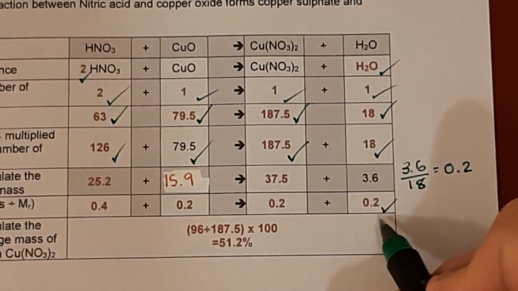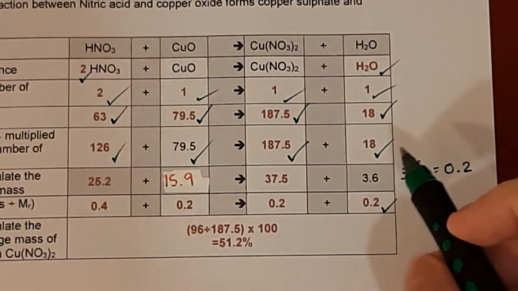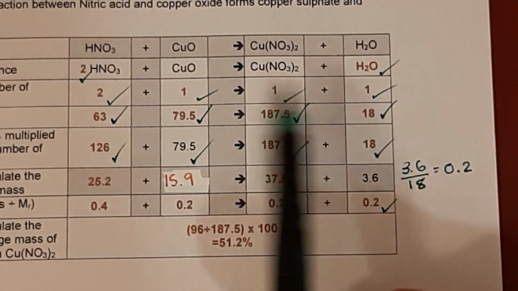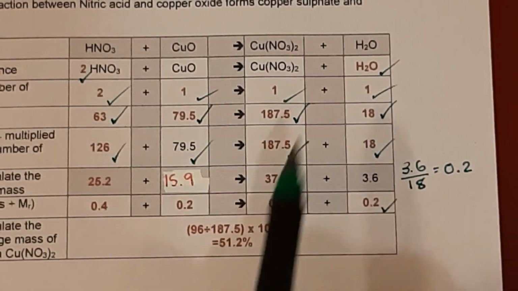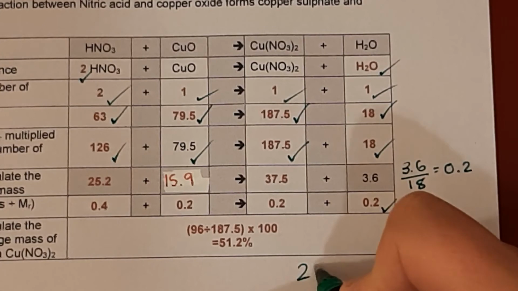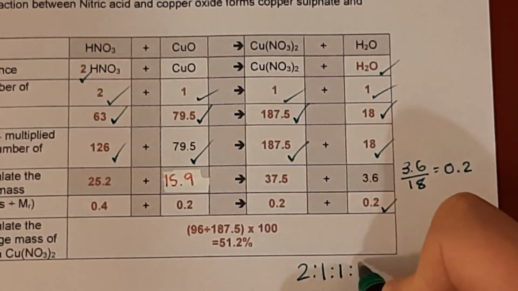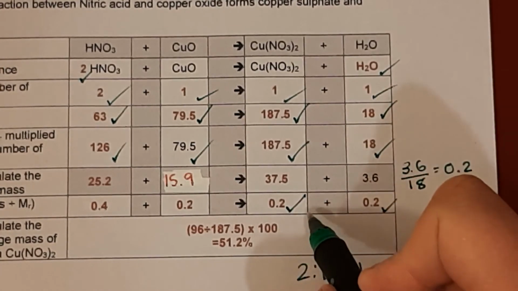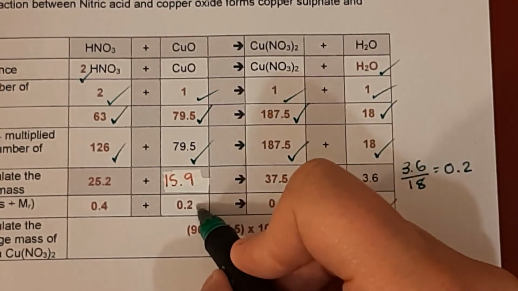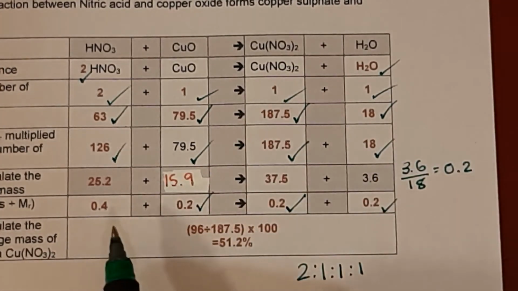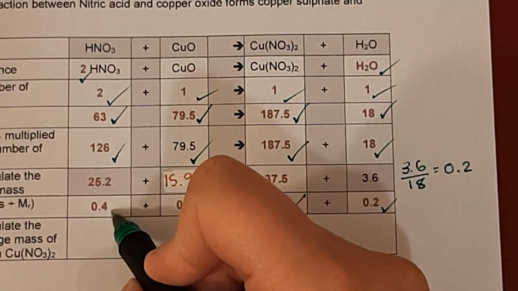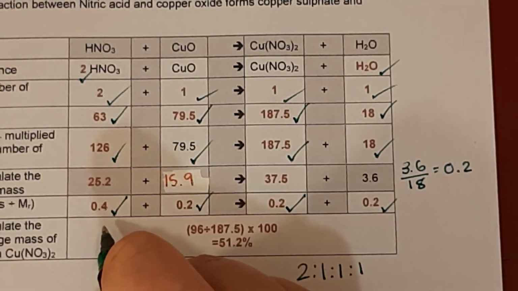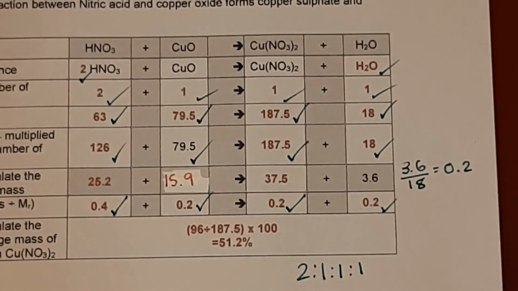Okay, so we've had to calculate how much water we've produced. So we know that the ratio here is 2 to 1 to 1 to 1. Okay, so our ratio is 2 to 1 to 1 to 1. So that tells us that we're producing 0.2 moles of copper sulfate, 0.2 moles of copper oxide, and because this one ratio is 2, we multiply that by 2 to give us 0.4 moles of nitric acid.